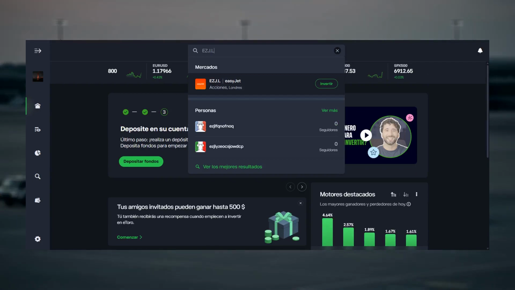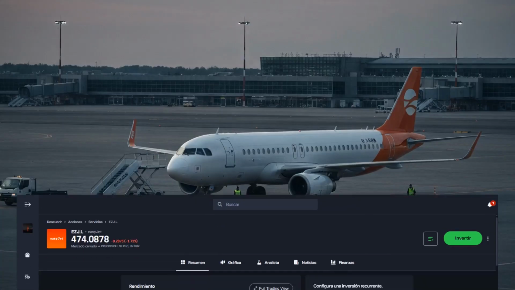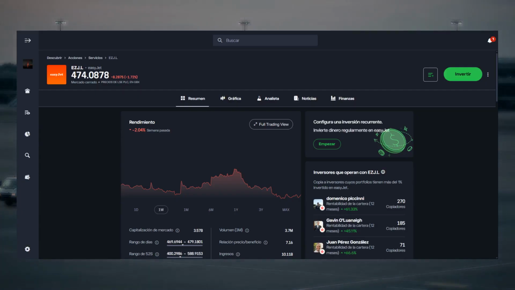EZJ.L to locate EZJ.L. Select the result that matches the LSE listing so you have the correct stock. On the asset page, you will see basic company information and a price chart for context. Confirm the market shows LSE and the ticker EZJ.L to ensure it is the right listing.